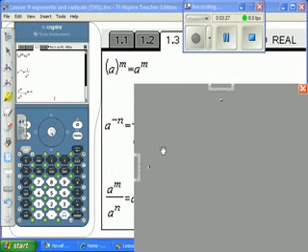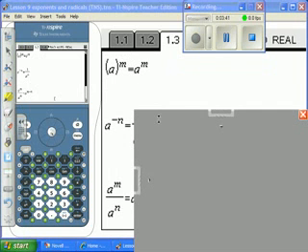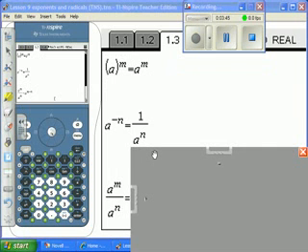Okay, what about a raised to the negative nth power? Does anybody remember how to get rid of a negative exponent? You are dividing, but what are you going to do to this? Divide by 1. Okay, so how are you going to write it? 1 over a to the n. Good. 1 over a to the n. Perfect.